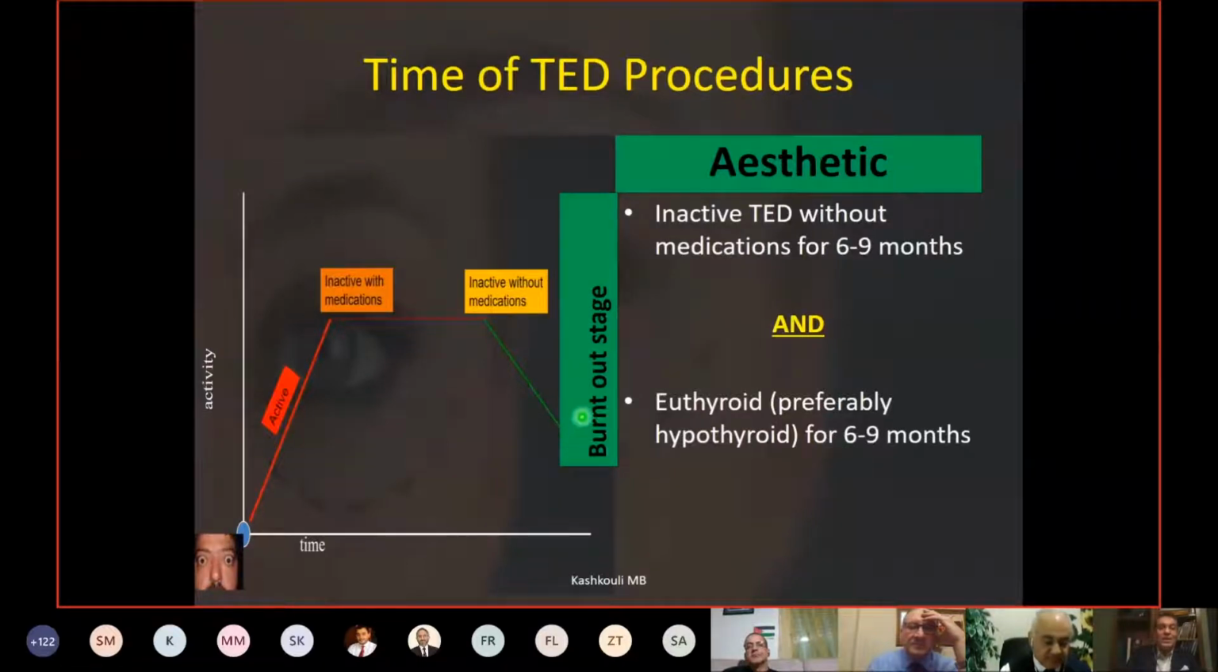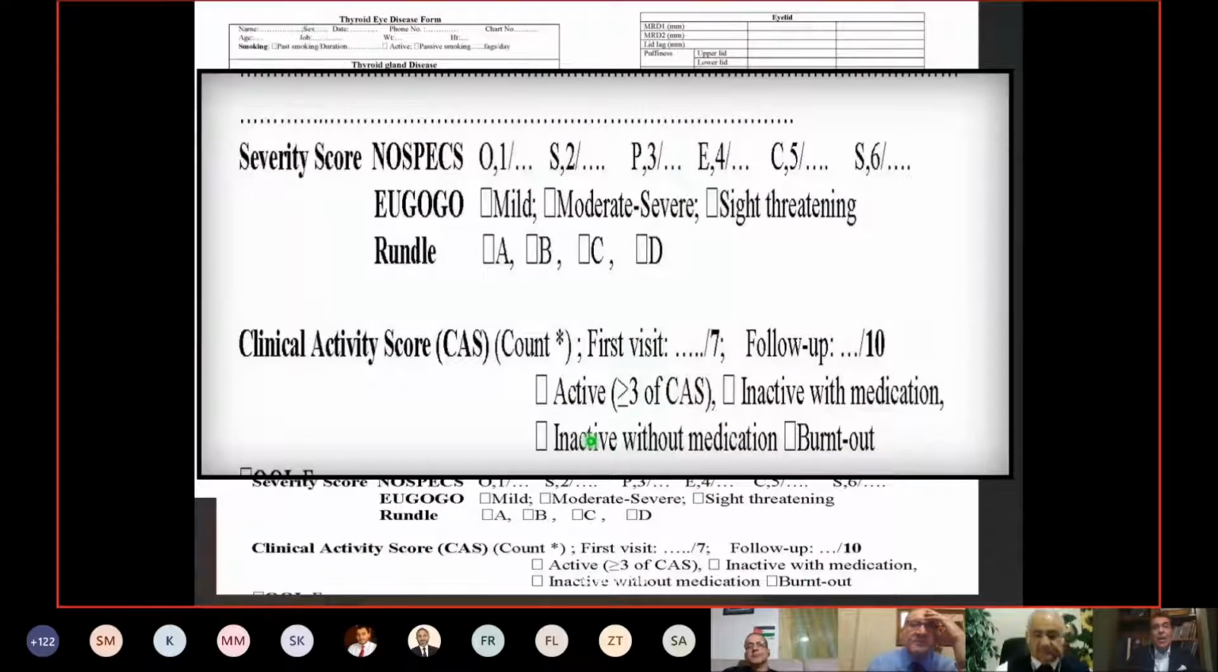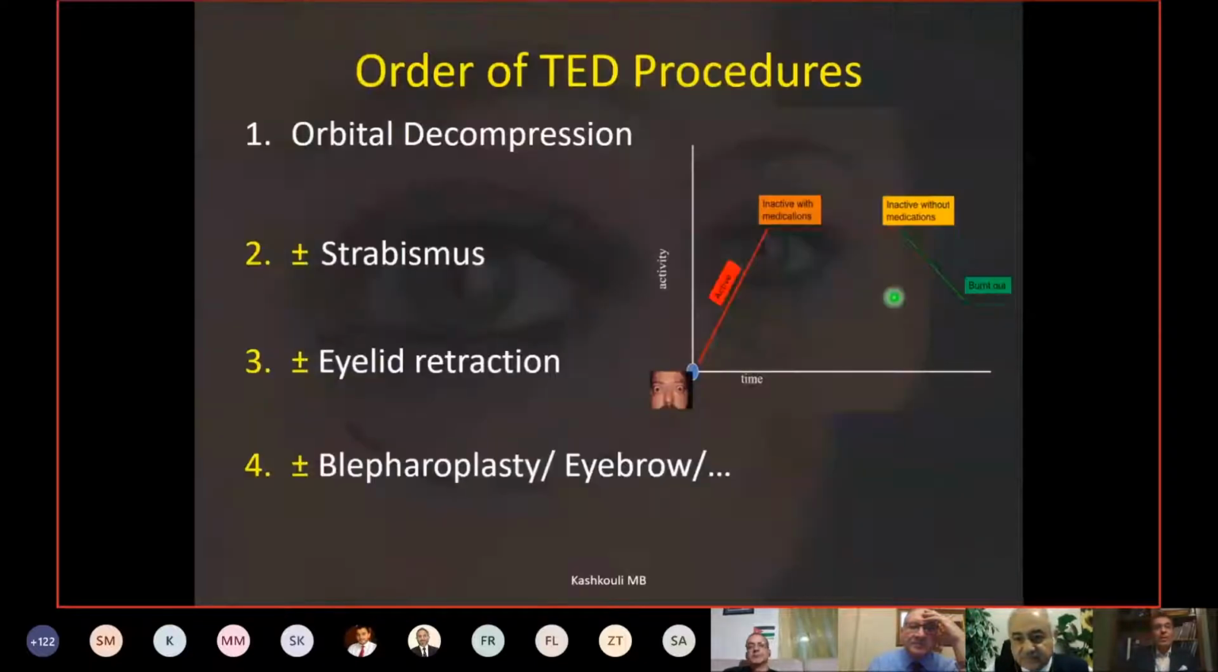How do we know our patient is here? Back to the form. I need to tick this burnt out box to proceed with cosmetic surgery. Otherwise, to me, in our clinic, it is contraindicated. Checking this out means we can go for cosmetic surgery. How do we proceed with cosmetic surgery? In our clinic, we go from orbit, then strabismus, then eyelid, sometimes combining retraction surgery as well as blepharoplasty together, sometimes separately. It depends on the severity of retraction and predictability of the results.